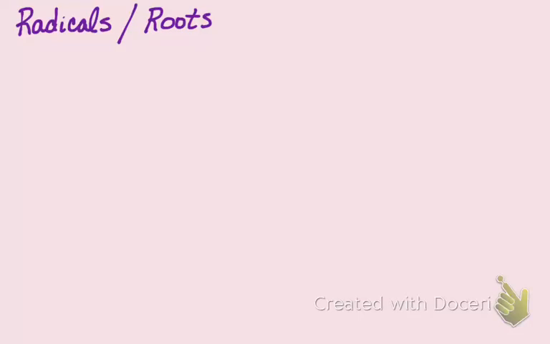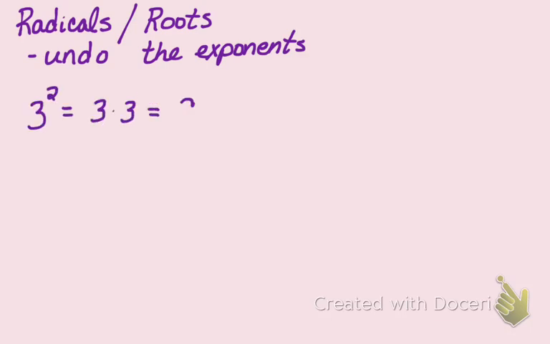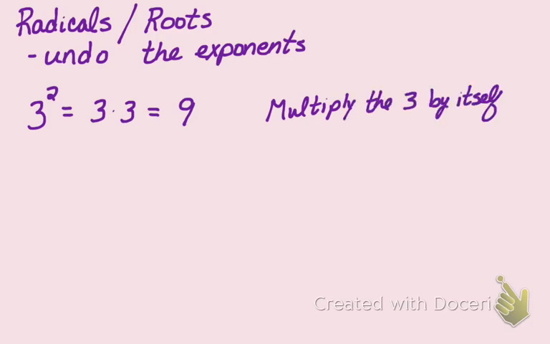In this lesson, we're going to talk about radicals or roots. And the idea of radicals or roots is that we're going to undo the exponents. And so because we know that 3 squared equals 3 times 3, or 9, this means that we multiplied the 3 by itself twice.